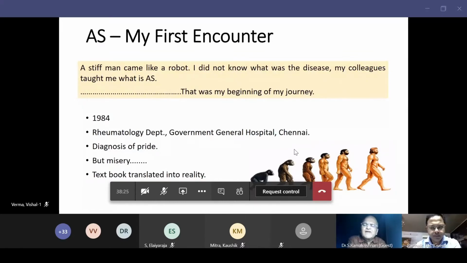Making a diagnosis of ankylosing spondylitis then was a diagnosis of pride for me. I had read it in Harrison's Textbook of Internal Medicine. But what a misery it was for the patient. A diagnosis of pride, which fulfilled my ego, but I could offer only my sincere condolences to the patient because I had nothing to offer him for treatment other than non-steroidal anti-inflammatory drugs. It was nothing but a textbook translated into reality as far as I was concerned. Next slide.